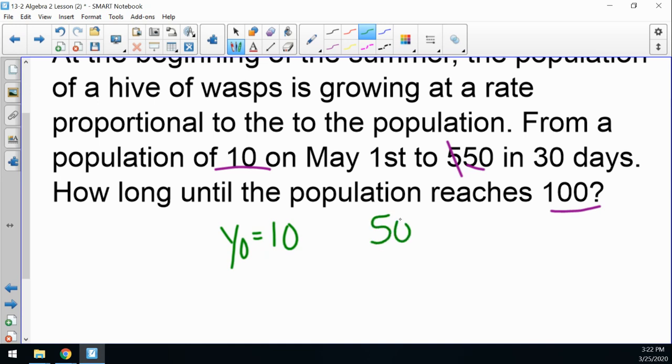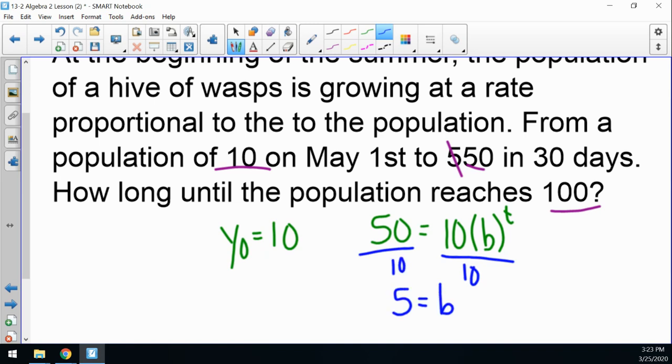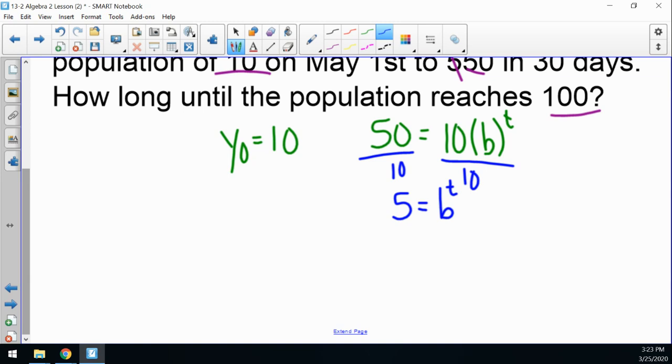I would say 50 is equal to 10 times some b to the, well, it takes 30 days, so actually we'll just say t. And so what we end up doing is we divide by 10 right here, and we find that 5 is equal to b. So our b, our change, is 5, b to the t power. And that's going to come into play when we figure out t being something interesting. So our base now is going to be 5.